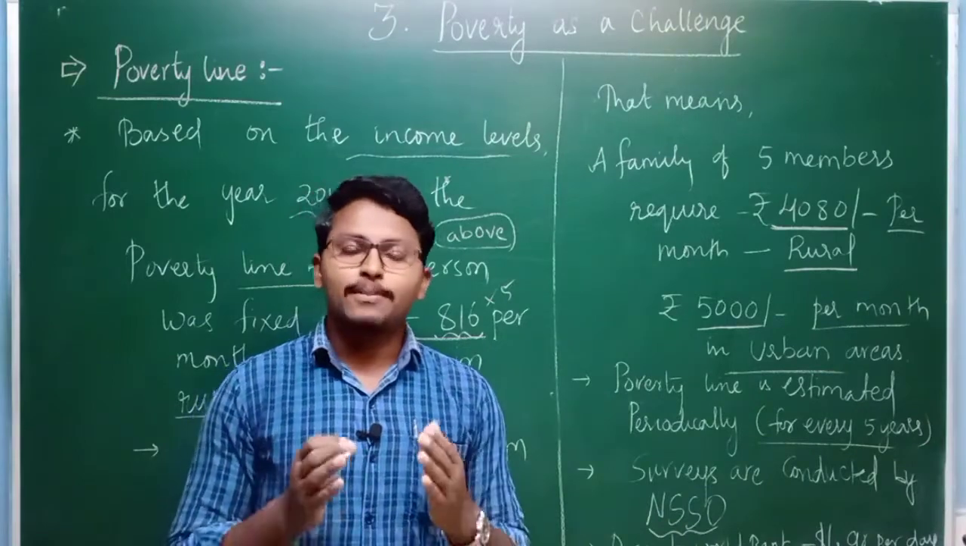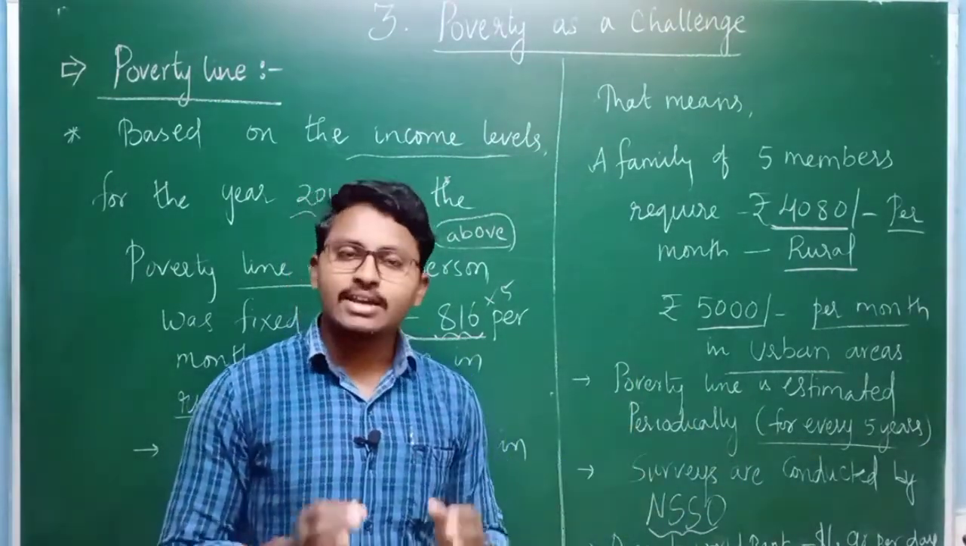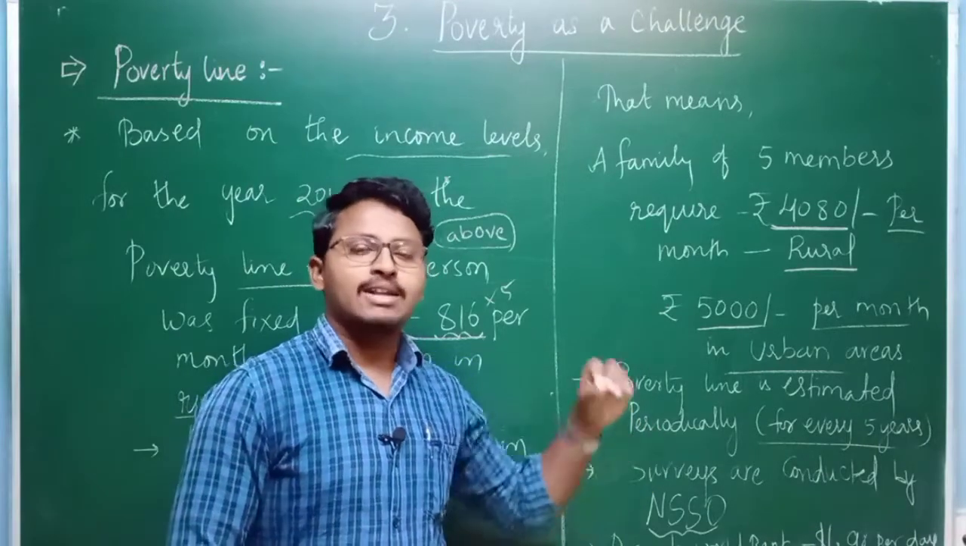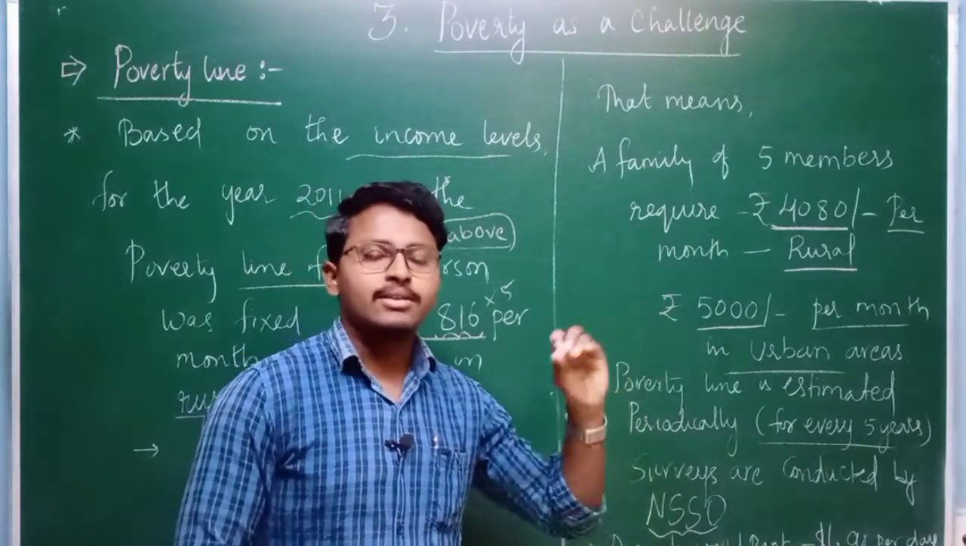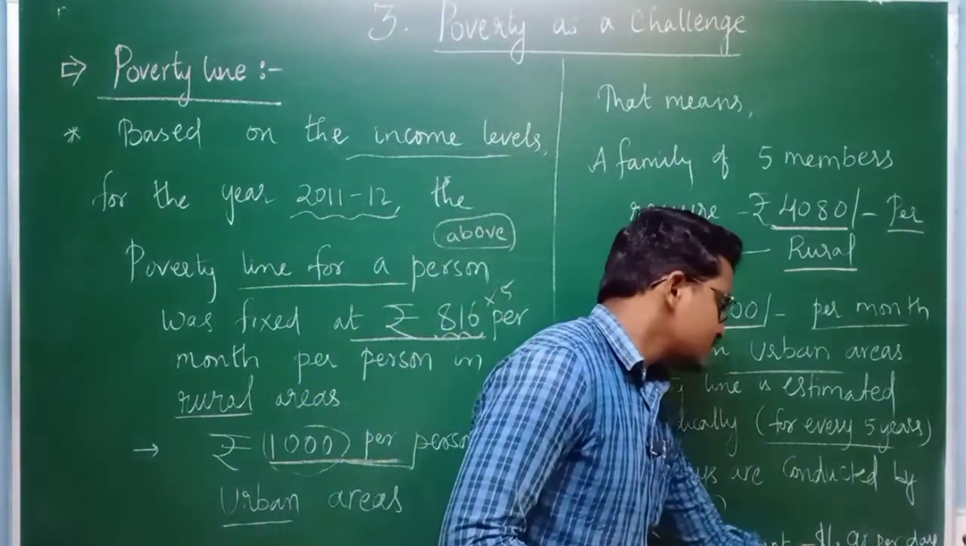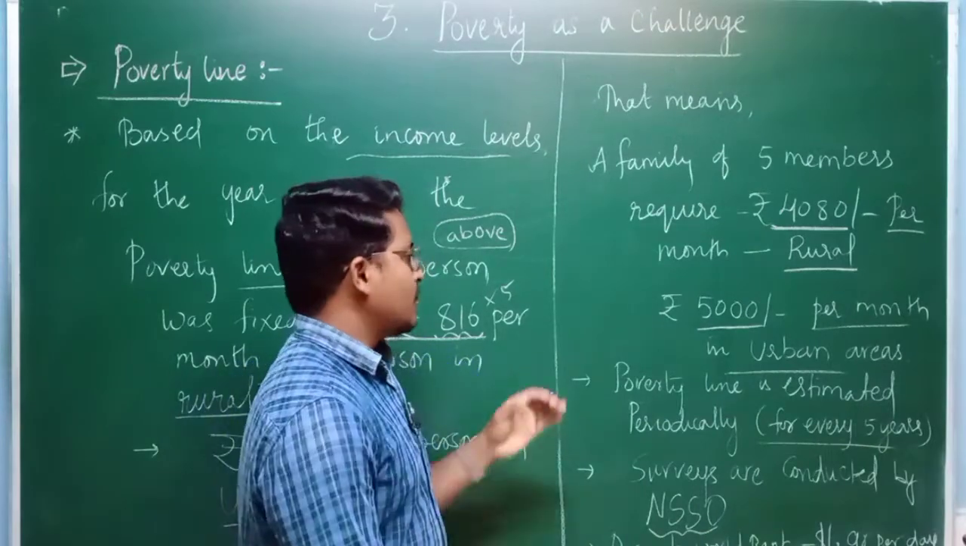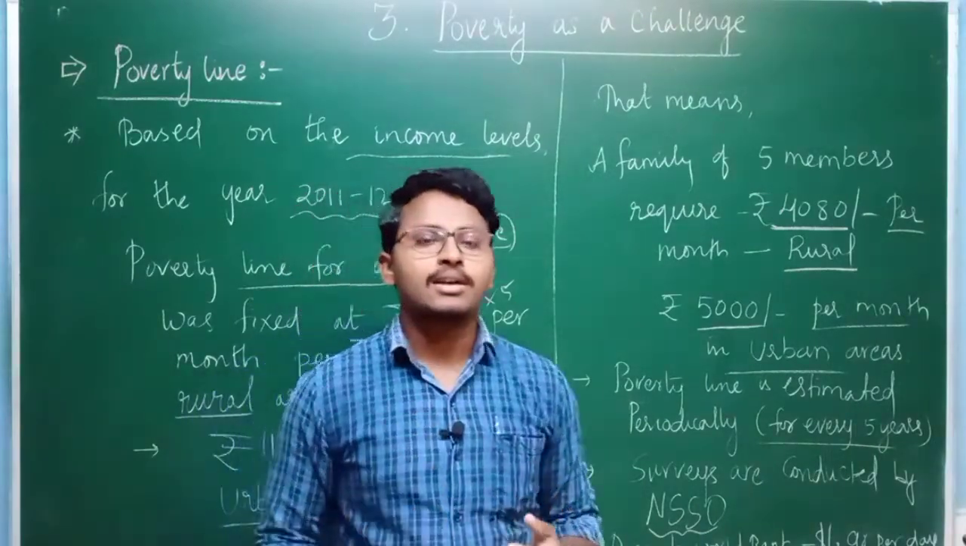That means if a person is earning $1.9 per day, then we can consider him as above the poverty line, or not living under the poverty line. And if he is not able to get at least $1.9 per day, we can consider him as below the poverty line, or living under the poverty line.